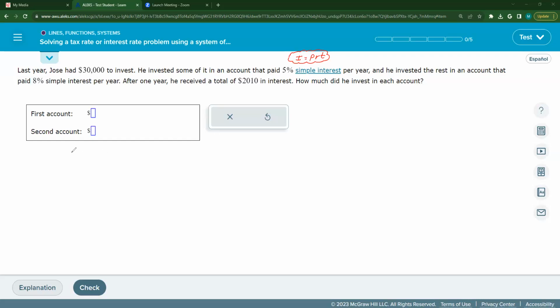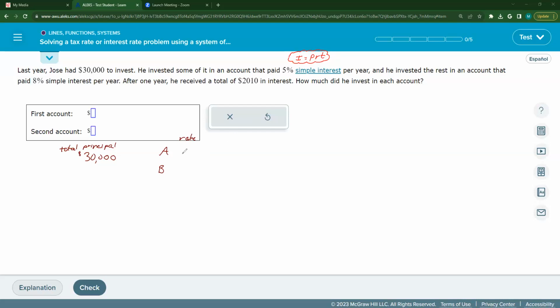So last year he had $30,000. So I know to start with, we have $30,000 is the total principal to invest. All right, so I'm going to call the accounts A and B. So account A, account B. And the rate is what I need because I'm thinking principal, rate, and time.